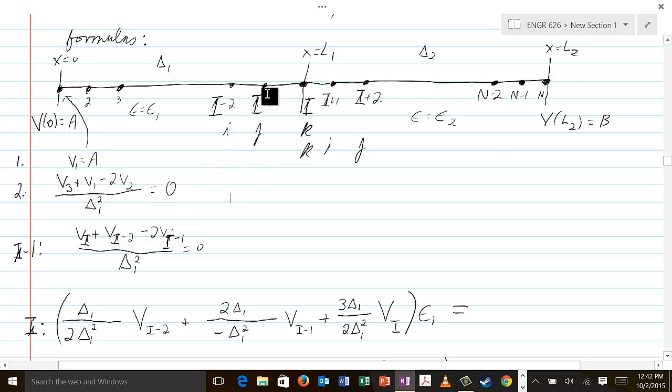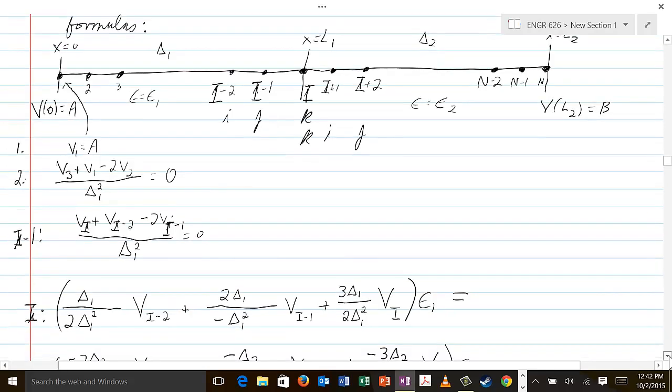And then finally, all the way up to node I minus 1, we would have the value at the node to the right plus the value at the node to the left minus 2 times the value at that node. So (vi + v(i-2) - 2v(i-1))/delta 1 squared equals 0. I think all of these equations should make sense to you.